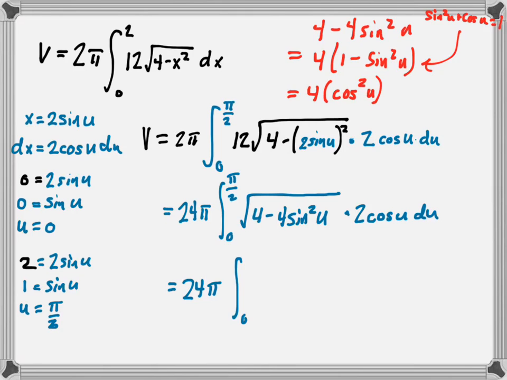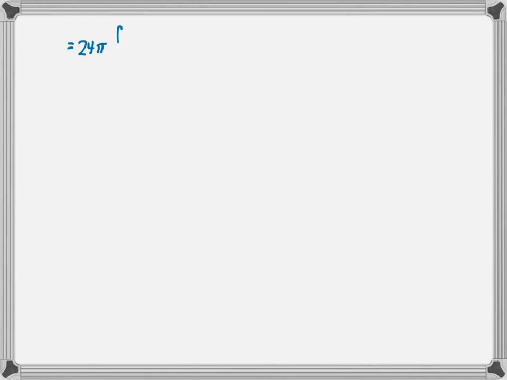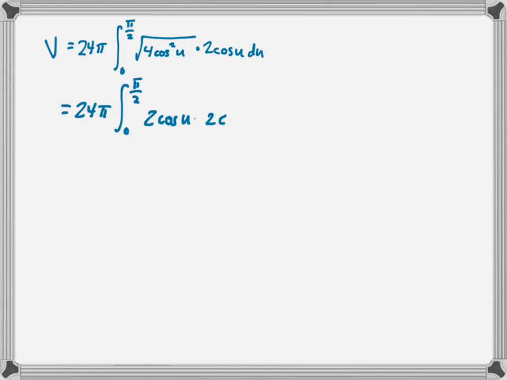And that enables me then to express my new integral now as 24 pi, the integral from 0 to pi over 2, square root of 4 cosine squared u du times 2 cosine of u du. You might see where this is going. The square root of 4 cosine squared can be square rooted. Then we have 2 cosine of u times 2 cosine of u du, or in other words, 24 pi times the integral from 0 to pi over 2 of 4 cosine squared u du.